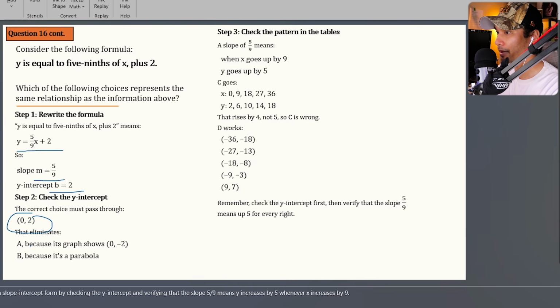We can eliminate graphs A and B because A shows a y-intercept of 0, -2, and B is a parabola. And then we just check the patterns in the tables, and then we see that C doesn't work because the slopes are wrong. But what I did was I just put these inside the formula and they didn't match. But when I did that with D, when I put it inside the formula, they did match. And that's how I got answer choice D as my correct answer.